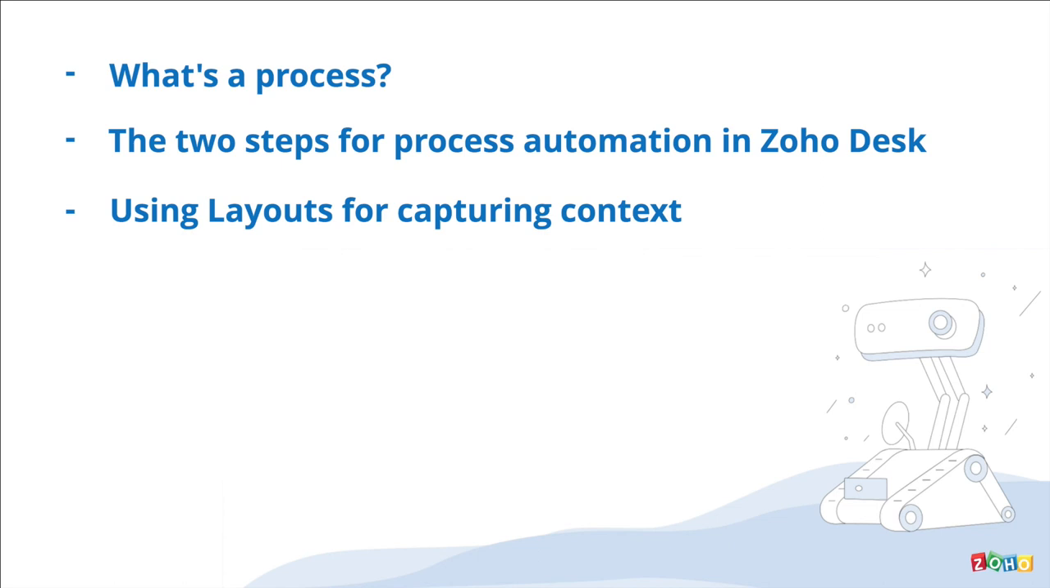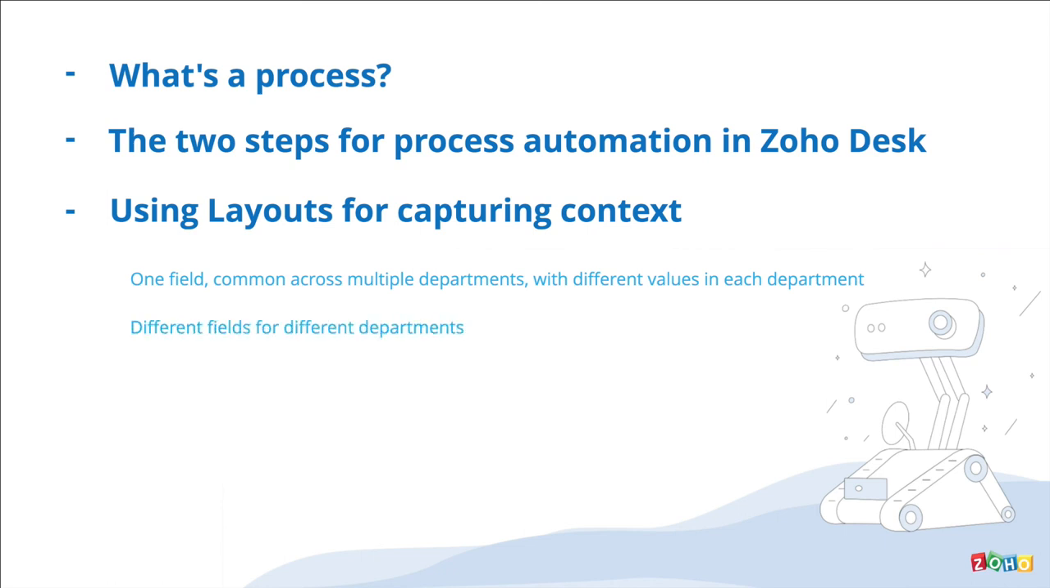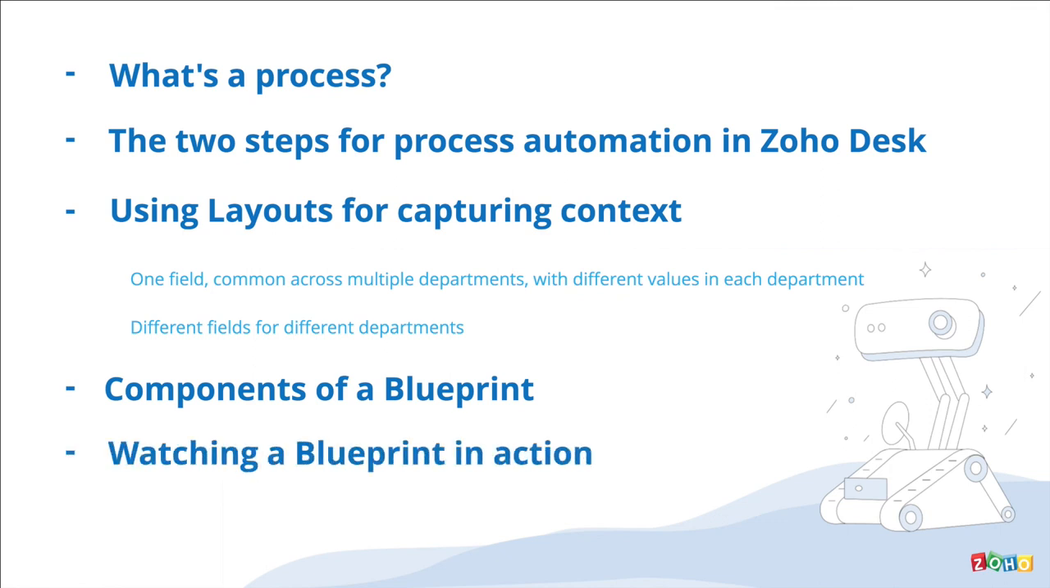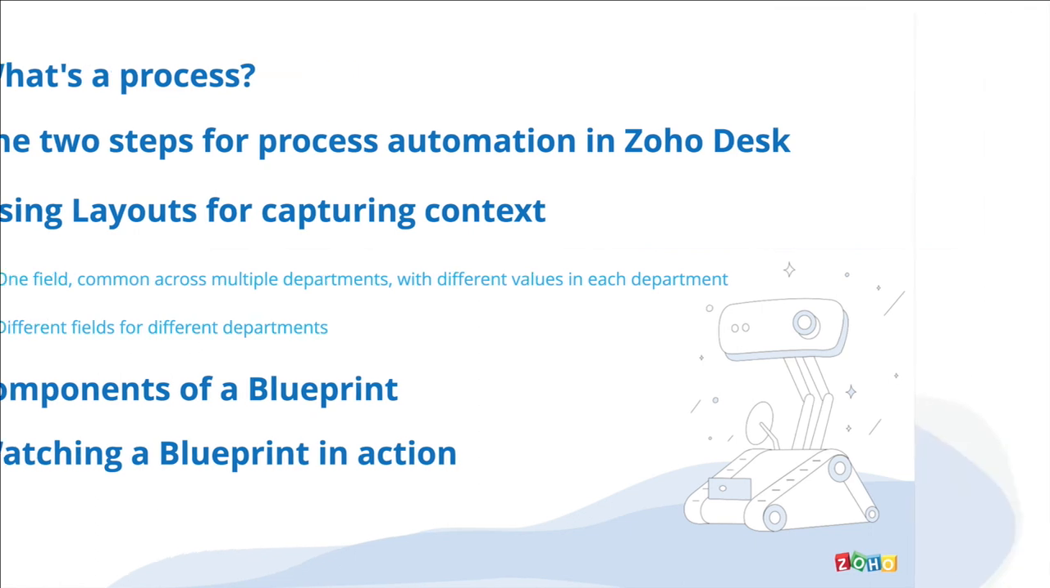There were two scenarios that we covered here. The first scenario was when a single field occurs in multiple departments, but the values for the field change based on the department. The second scenario was when each department has unique fields that are required to complete the work. We then looked at the components of a blueprint, like states and transitions, and also tried creating a complete blueprint from scratch. We then tried running our blueprint to see how it functions from the user's point of view.